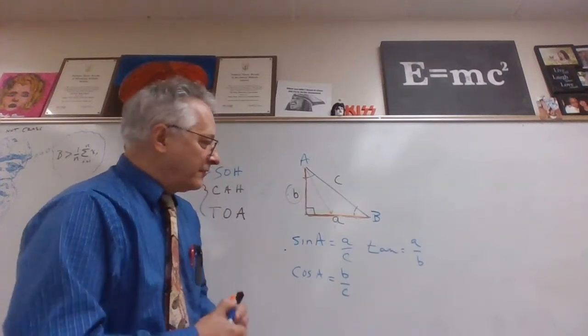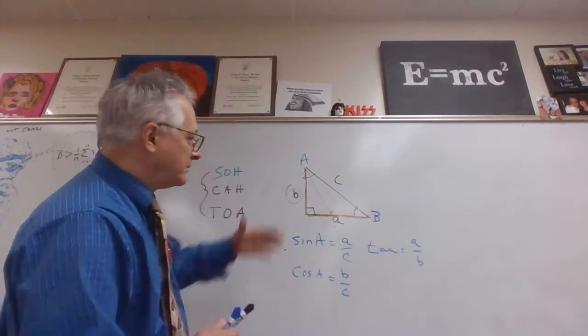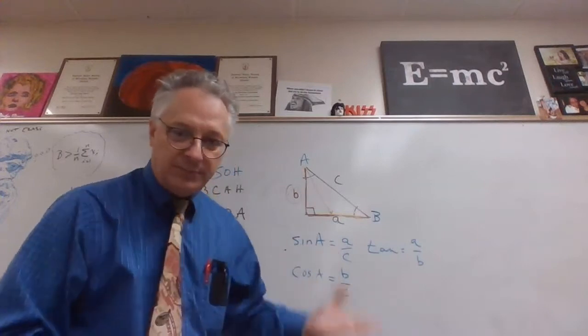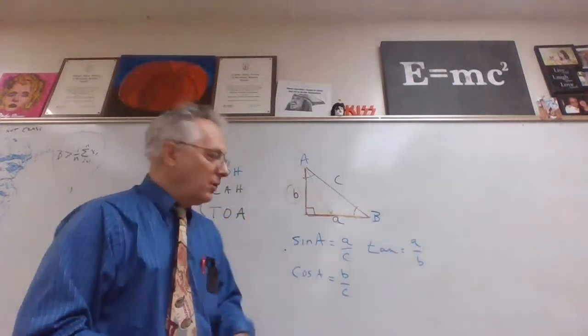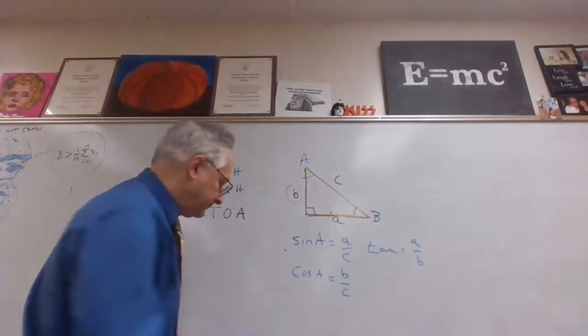So we have a couple of different ways to solve problems here, using the Pythagorean theorem, a squared plus b squared is equal to c squared, or using these relationships.